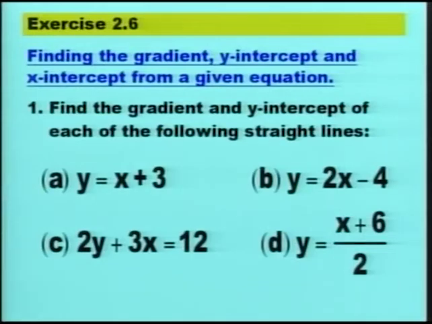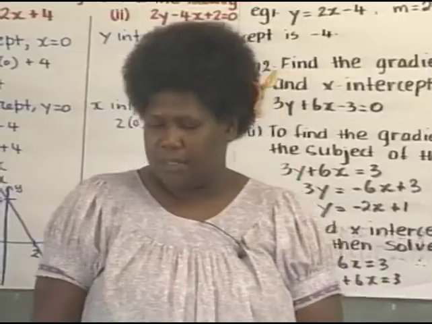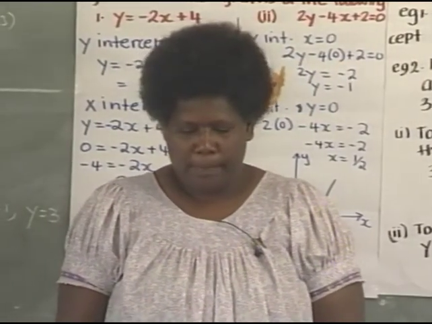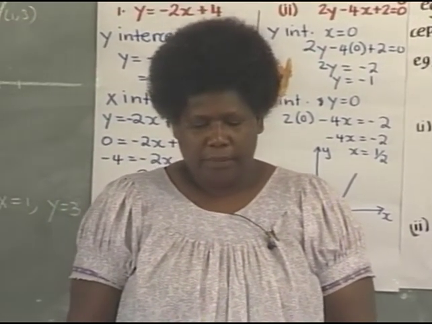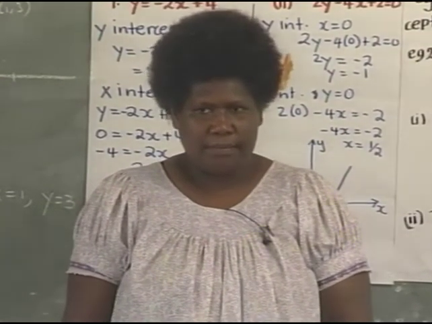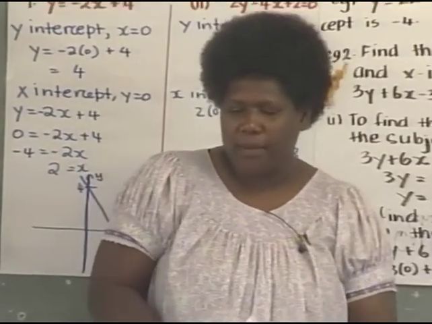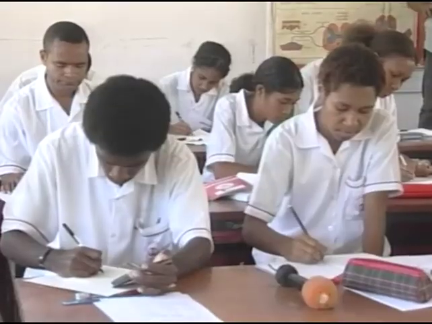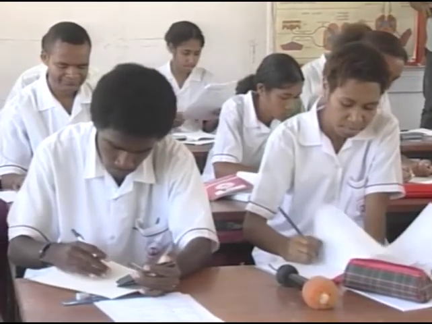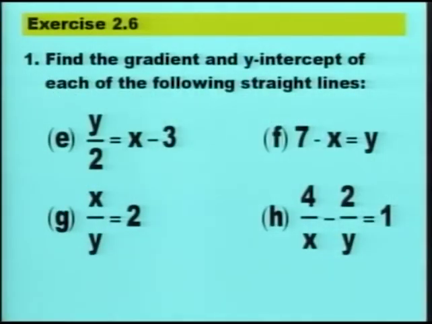Okay, check your answers, please. 1a, the gradient is 1, the y-intercept is 3. 1b, the gradient is 2, the y-intercept is -4. C, the gradient is -3 on 2, and the y-intercept is 6. Clear? D, the gradient is 1/2, the y-intercept is 3.